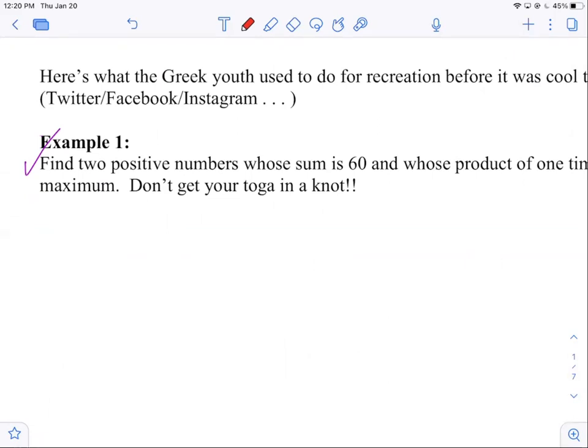Okay. Example 1. Let's try it out. Let me show you what I'm talking about here. This right here is a typical AP question. Some of my examples in this section get a little bit outlandish because I like this section, but this one here is AP caliber, right? Find two positive numbers whose sum is 60. Well, that's easy, right? 59 and 1. What else? Oh, wait, 32 and 28.